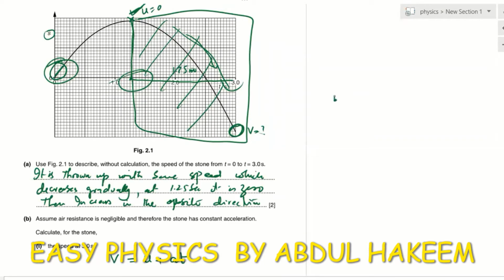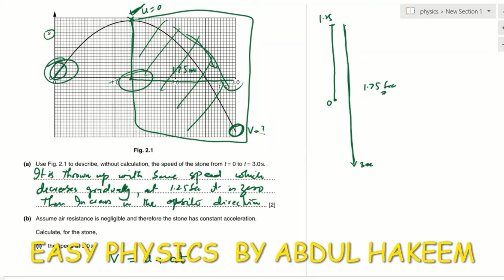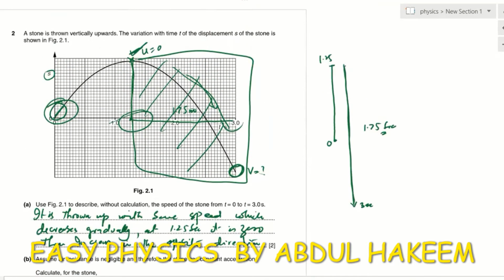So for this part, you have to consider only this motion, which is downward. Initially the stone is thrown up, it reaches the top, and then it falls down. So 0 time, 1.25 seconds, and 3 seconds, meaning this downfall is 1.75 seconds. So we have to use only this portion.